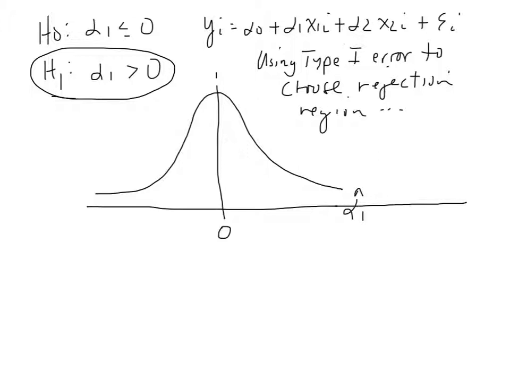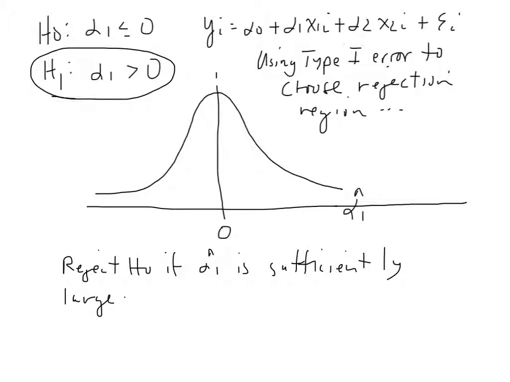We're imagining that we will reject H0 if alpha 1 hat is sufficiently large. If the estimate based on our sample is sufficiently big, we're going to conclude that the true alpha is likely to be positive. What we don't know is how to define the idea of sufficiently big, and that's where we're going to use what we just learned about the type 1 error.